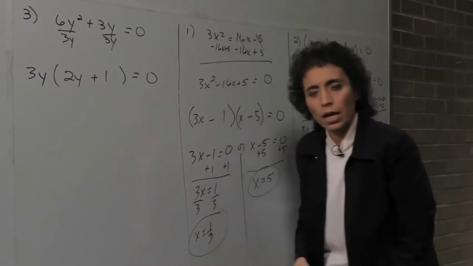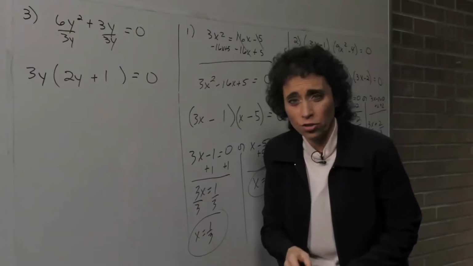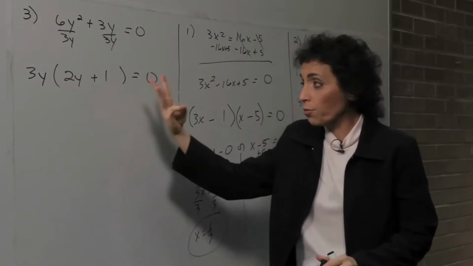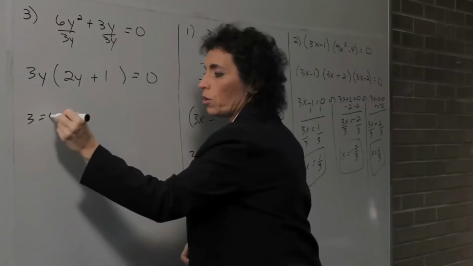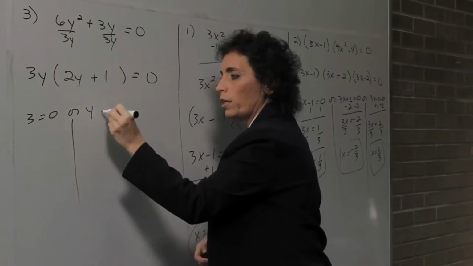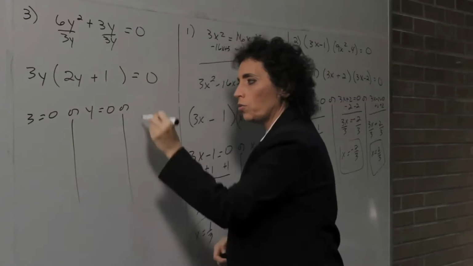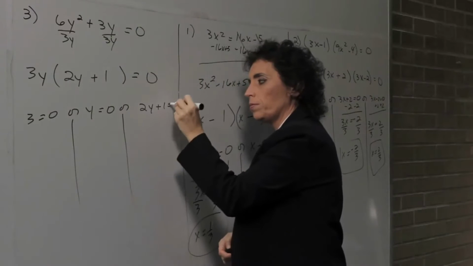plus 1. Now we set our factors to 0. How many factors are there? Yep, there are 3: the 3, the y, and the 2y plus 1. 3 equals 0, or y equals 0, or 2y plus 1 equals 0.